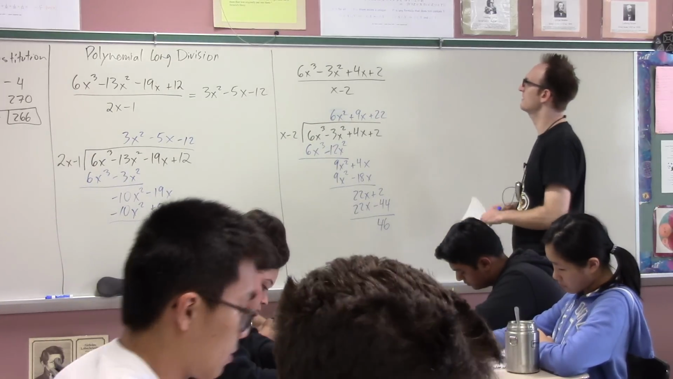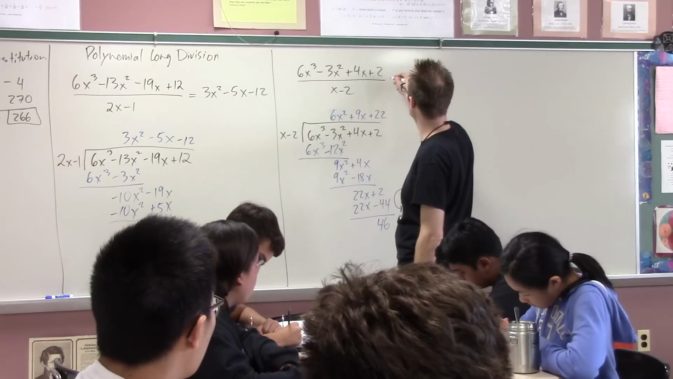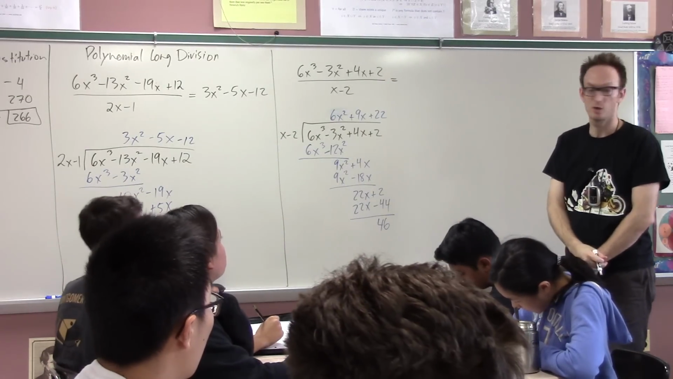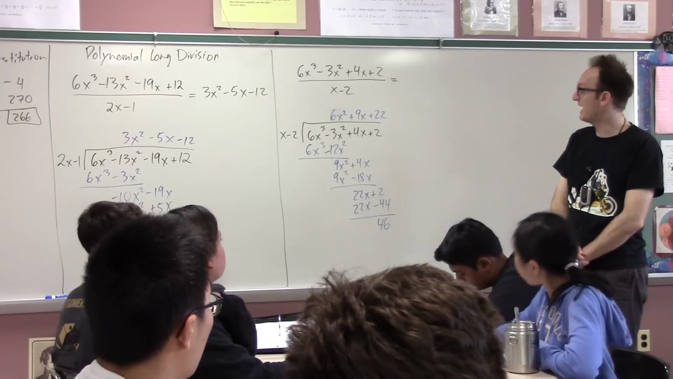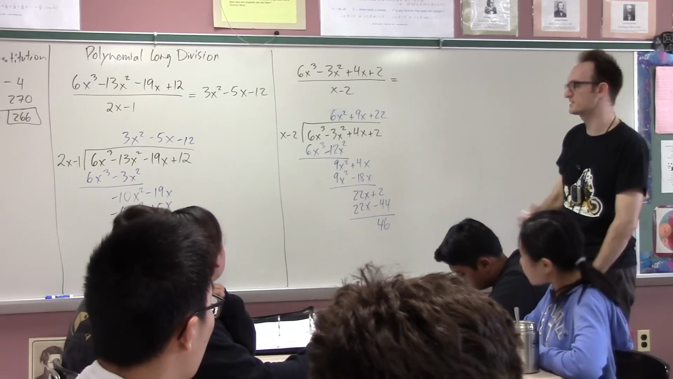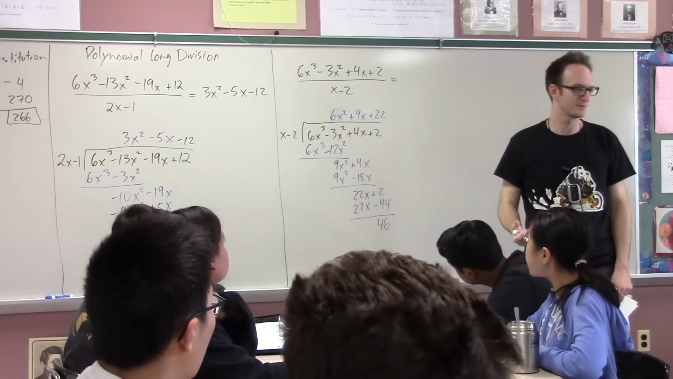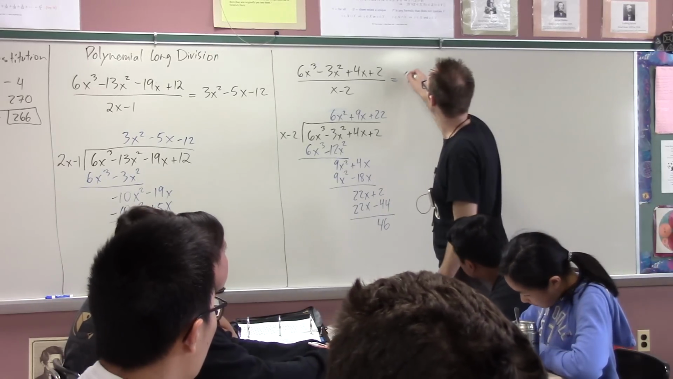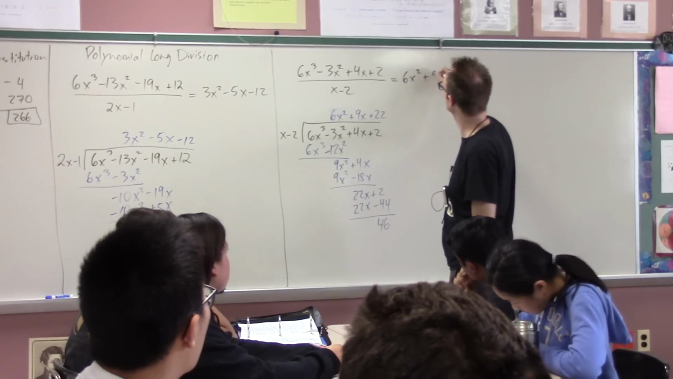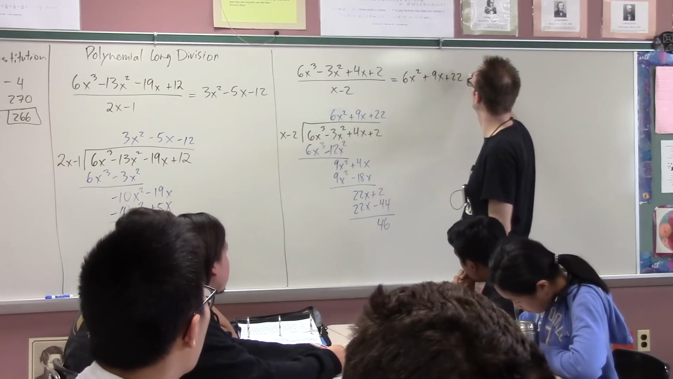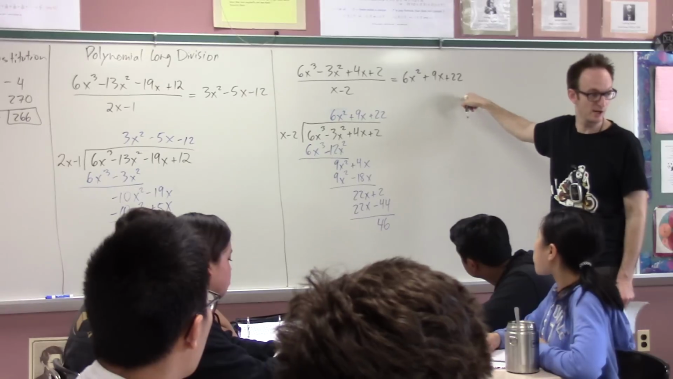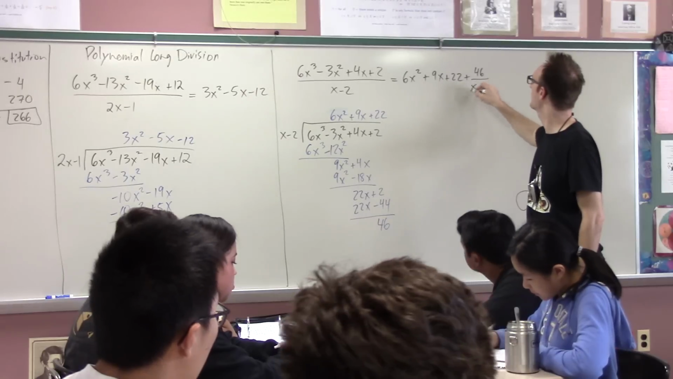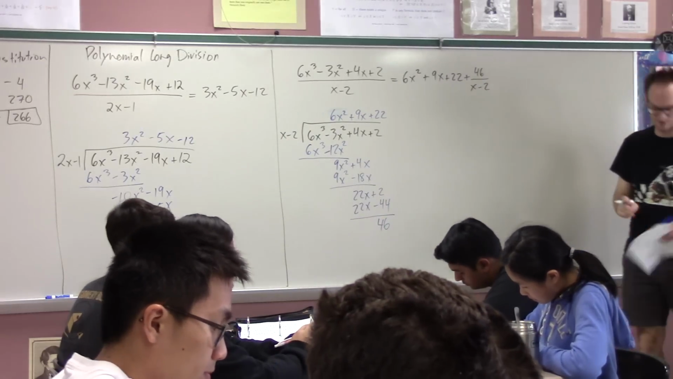So what is the significance of this? What happens when I divide this cubic by x minus 2? We have a remainder, but before we get to the remainder, what is the answer, so to speak? It's 6x squared plus 9x plus 22, plus the remainder, 46 over x minus 2. Okay, good. All right. So this is the general idea.